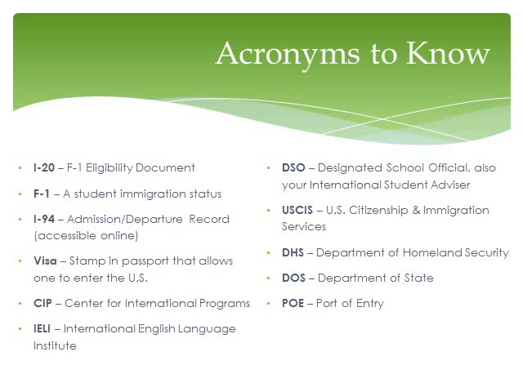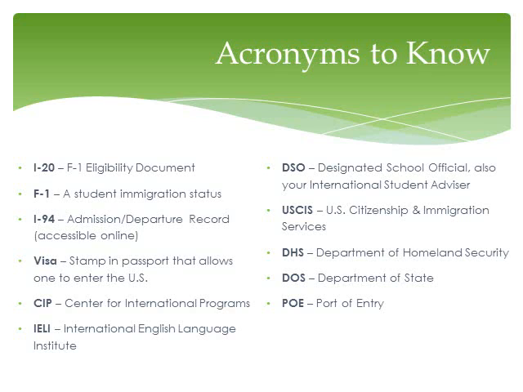Acronyms to know. Here are some important acronyms that you should know. I-20 is your F1 eligibility document. F1 is your student immigration status. I-94 is the admission departure record, which is accessible online. Visa is a stamp in your passport that allows one to enter the United States.